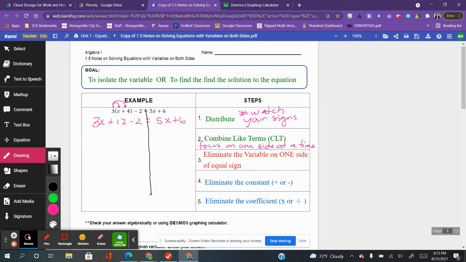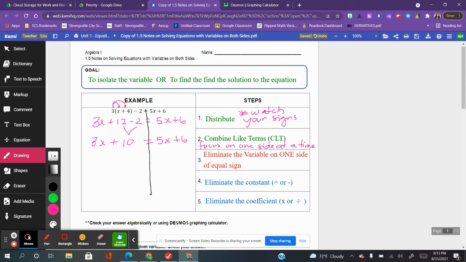This is not where I'm using inverse operations. This is where I'm using the operations that I see on that side of the equal bar. So for example, on this left side here, these two constants can be combined. 12 minus 2 is 10. And then I'm going to rewrite my 3x. That was a positive 10, so I'm going to write plus 10. And 5x and 6 are not like terms, so I simply rewrite them.